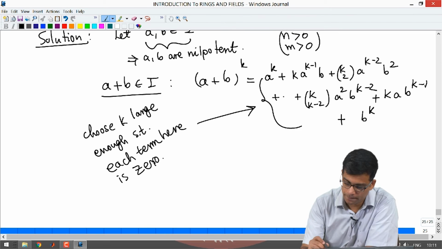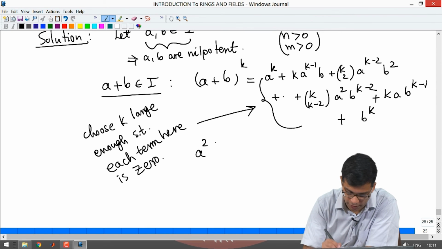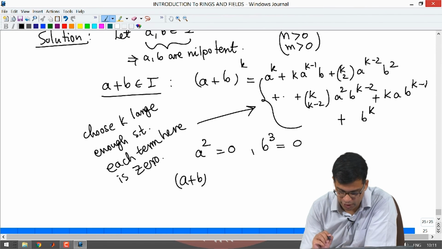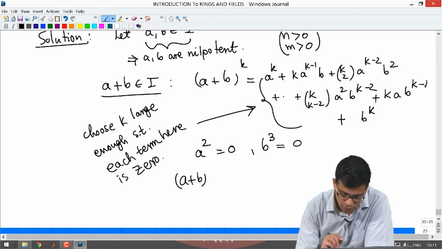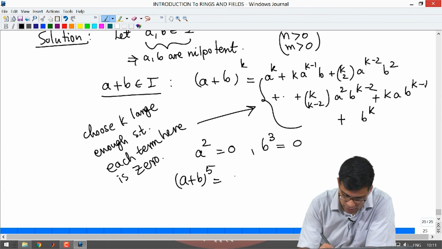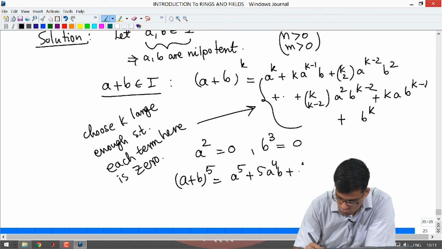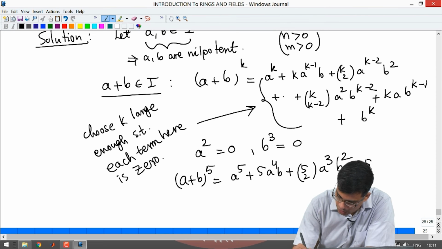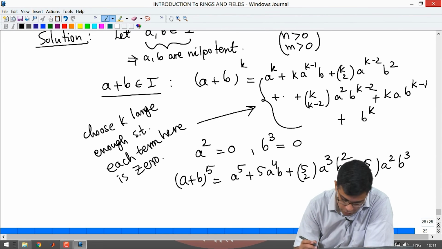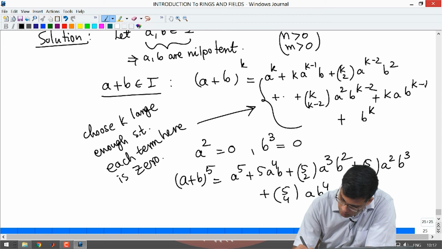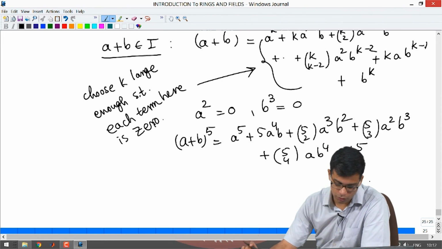See, because we know that a power of A is 0. For example, let us say A squared is 0 and B cubed is 0. Now, if you do A plus B power, let us say maybe 5 will work. So, what is this? This is A power 5 plus 5 A power 4 B plus 5 choose 2. So, that is 10 actually, but A cubed B squared plus 5 choose 3 A squared B cubed plus 5 choose 4 A B to the 4 plus B 5. Okay. So, this is 0.